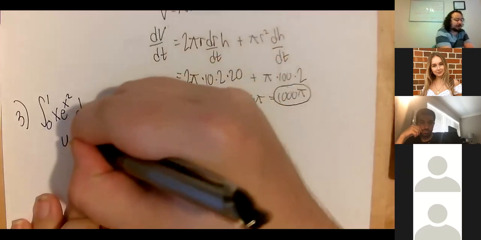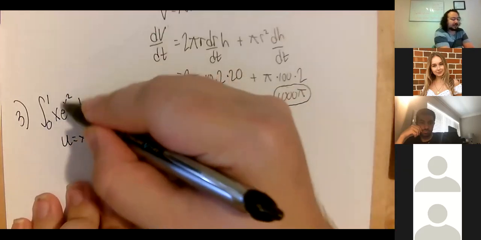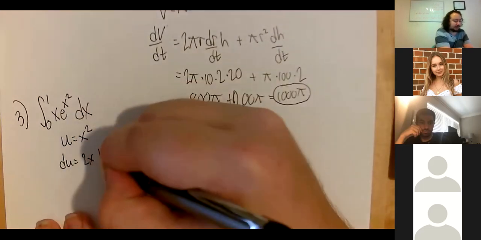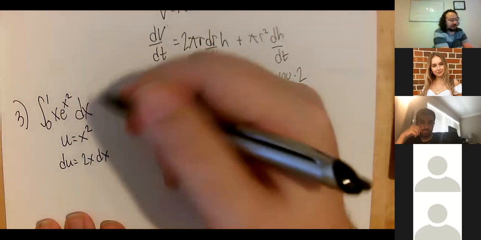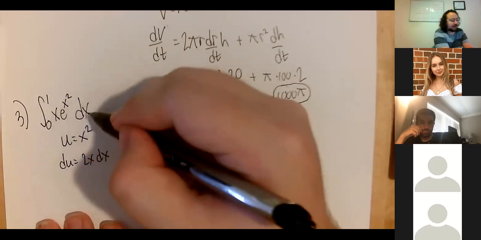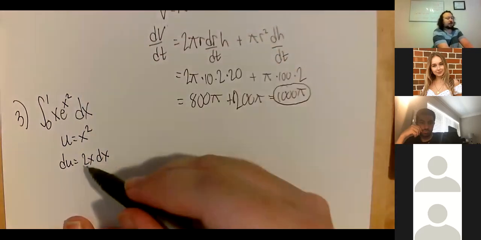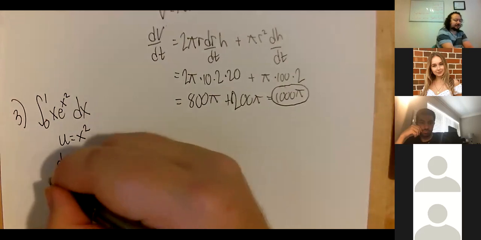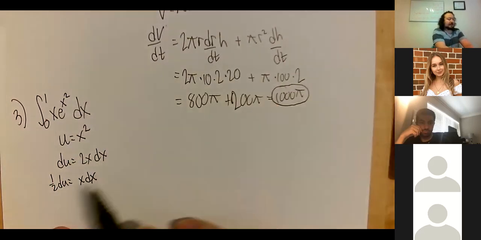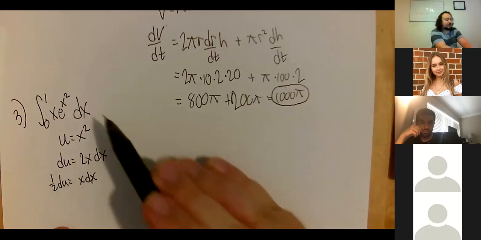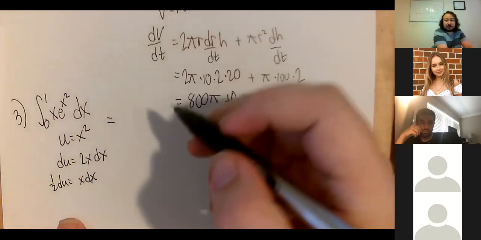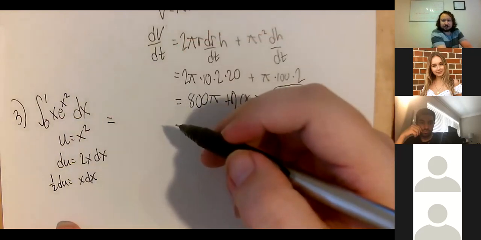So for this one, I think I'm going to pick u equals x squared, because obviously x squared shows up here. But if we do the derivative here, then we see we have an x dx in both the du and in the actual integral. The only problem is we don't have this 2 here, but that's an easy fix. We could divide by a 2. There, now we know that 1/2 du must be x dx. Okay, so now we can convert this over here.